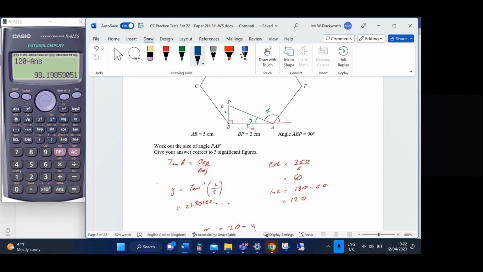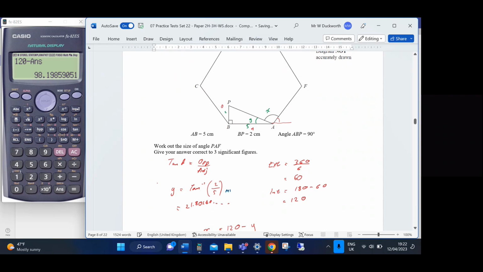So we get for setting up, okay, so it's M1 for setting up and then an M1 for complete method to find the angle. And then we have one method mark for finding the interior angle. Interior angle, yeah. So M1.